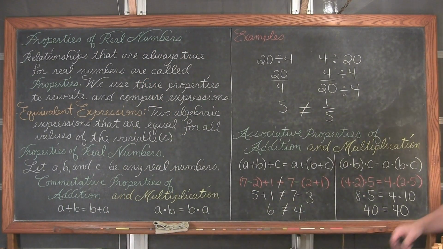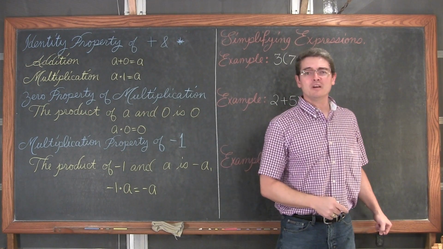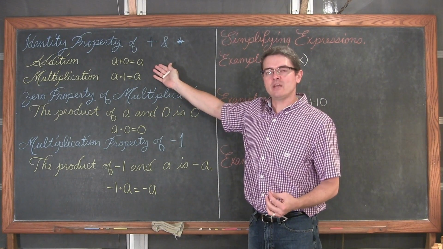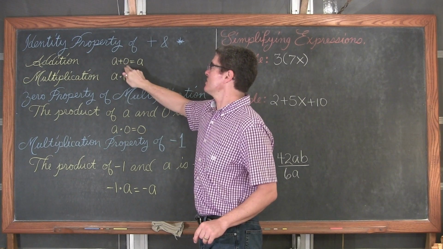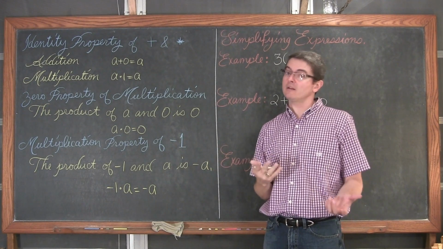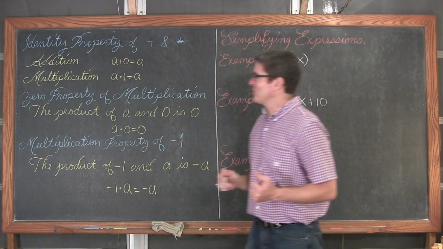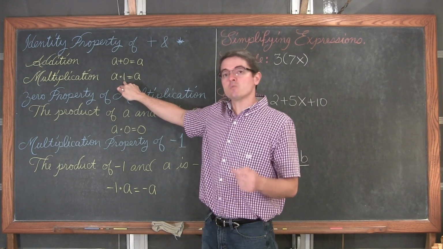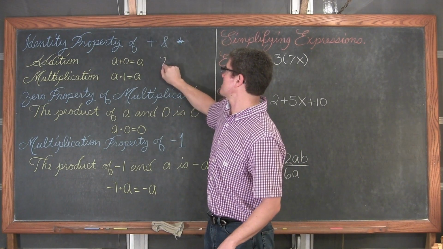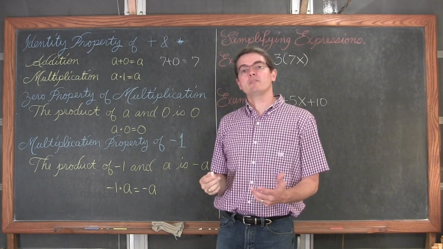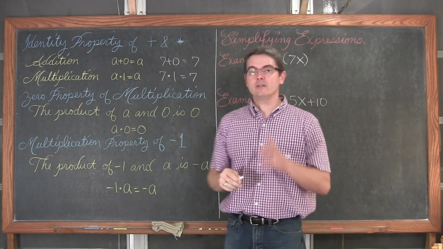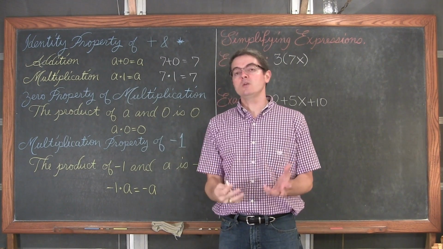Next screen. Identity property of addition and multiplication. Addition: if you add 0, nothing changes. So any number plus 0 is equal to that number. If I've got $4 in my pocket and you give me absolutely nothing and I spend nothing, I still have $4. Okay, multiplication. Any number times 1 is equal to itself. So 5 times 1 is 5. I actually could put a number up here. How about 7 + 0 is still equal to 7? We have 7 times 1 is still equal to 7. Any number times 1 is equal to itself.